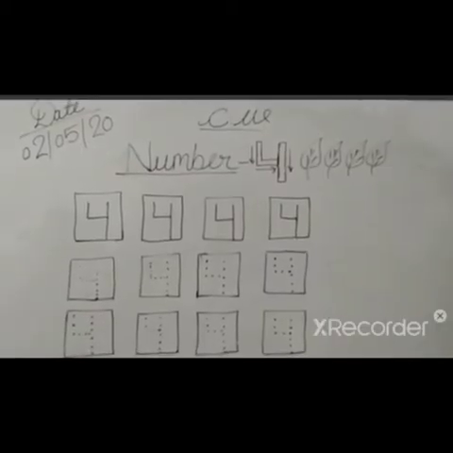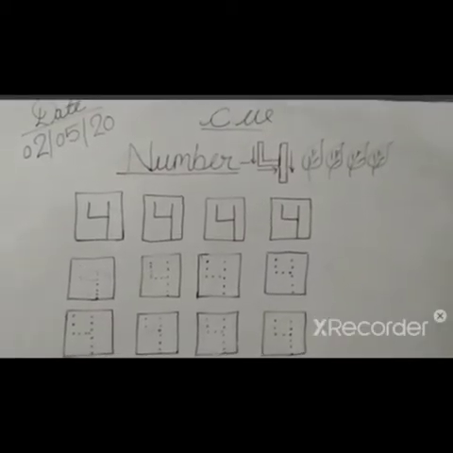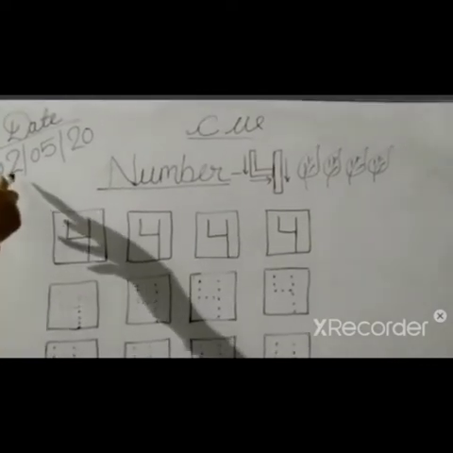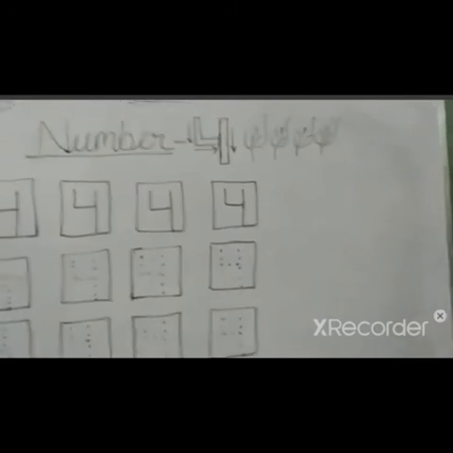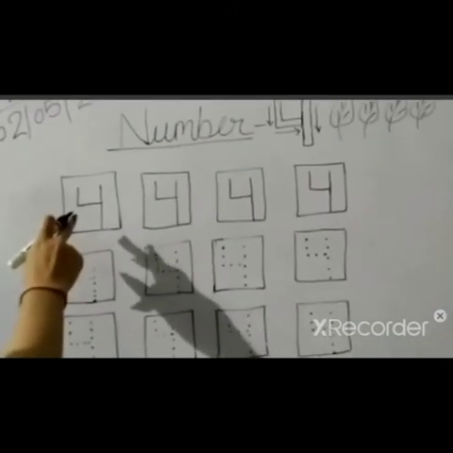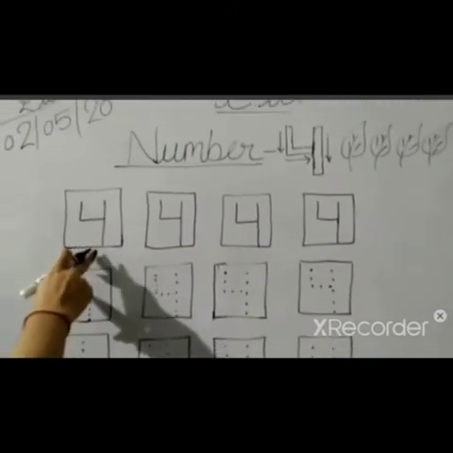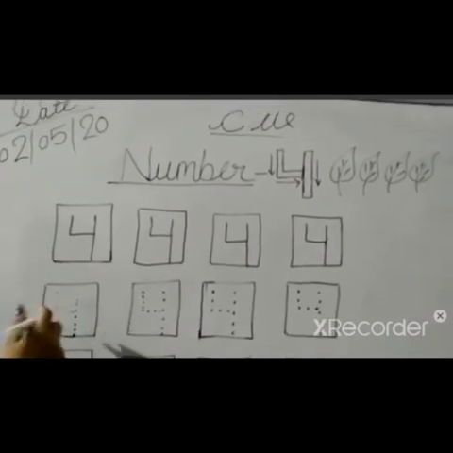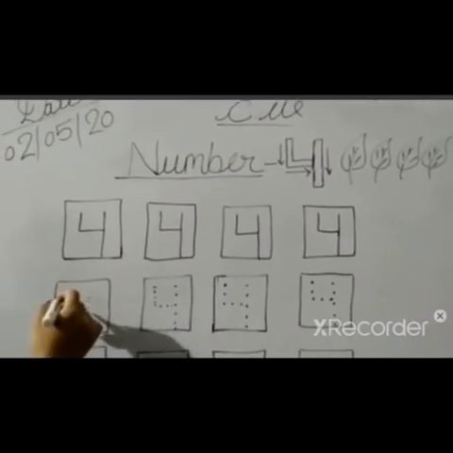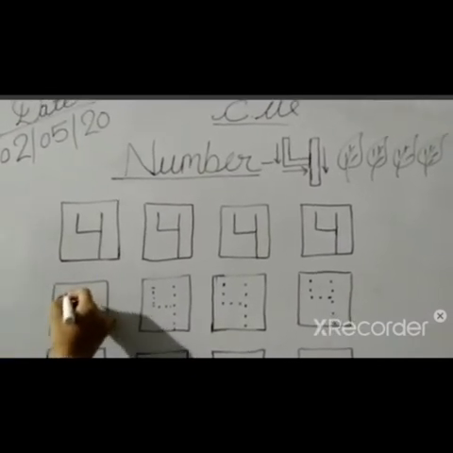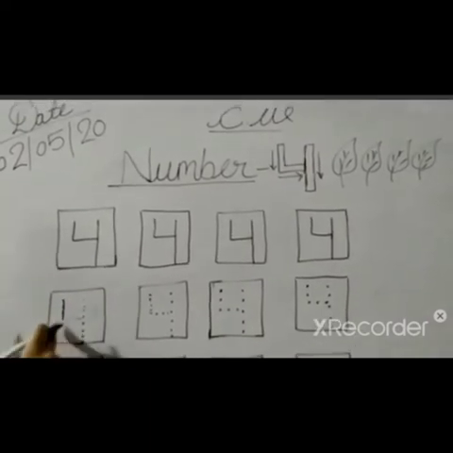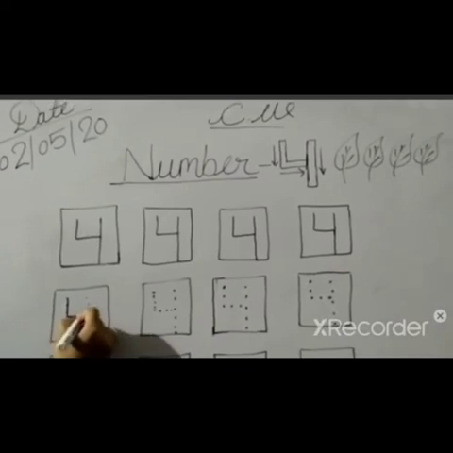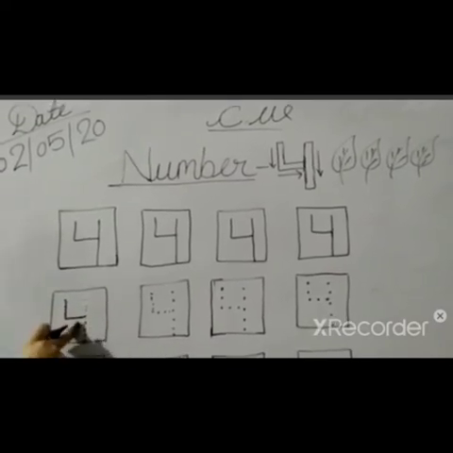After that we will practice making new number 4 in maths also. Mention today's date 2/5/20 classwork heading number 4. Kids, now we will learn to trace number 4. Okay, let's start. First we will draw a standing line to the middle like this. Then we will draw a sleeping line like this.